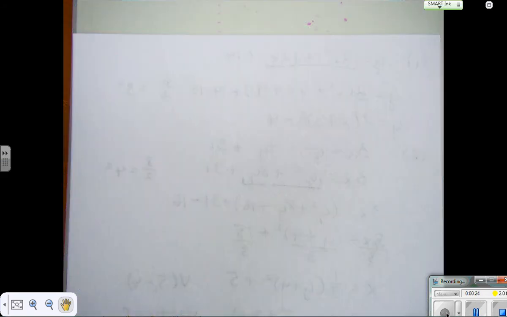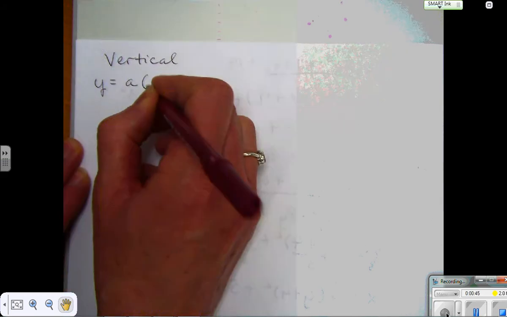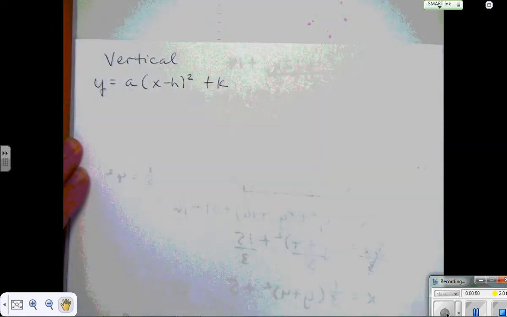The standard form of a vertical parabola is y equals a times x minus h squared plus k. I'm going to write this down in a table format so it'll be easier for you to find the information whenever you're doing your work. If you want to keep it in paragraph form, that's up to you, but you'll have to search a little more. So if you have a vertical parabola, the equation is y equals a times x minus h squared plus k. And we've already used these vertical parabolas.